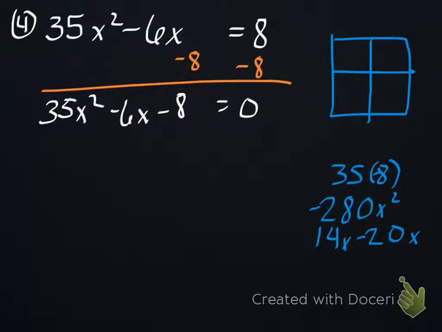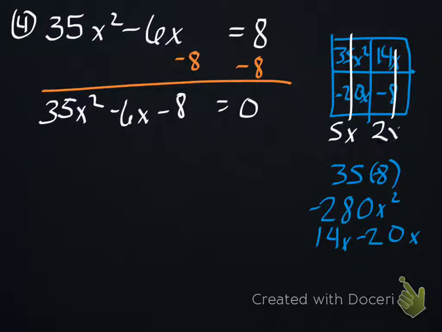Okay, so let's go ahead and fill in our box. 35x squared, negative 8, 14x, and negative 20x. A lot of people, when they're doing the box, forget to do the x's on those two that we just factored, so be careful in that. So out of 35x squared and negative 20x, what can factor out? 5. Out of 14x and negative 8, what can factor out? 2, and no x.